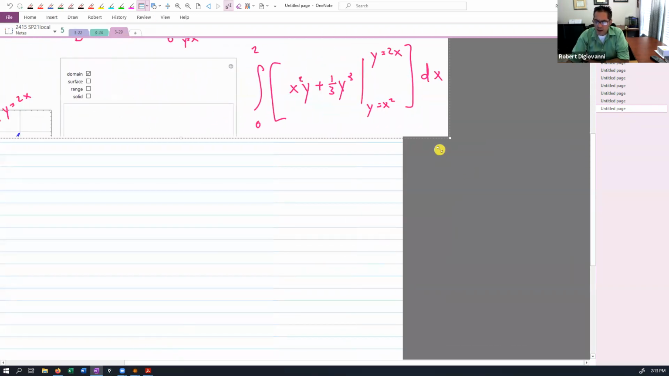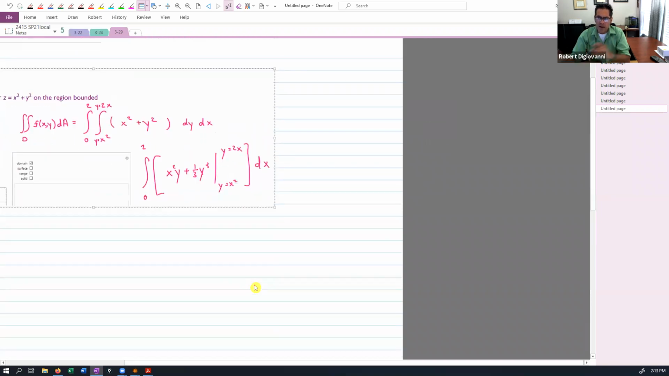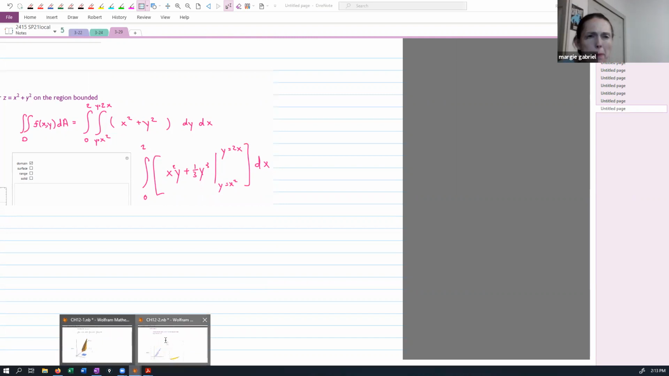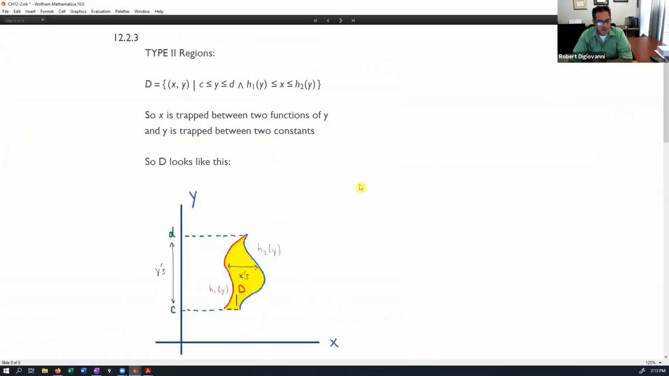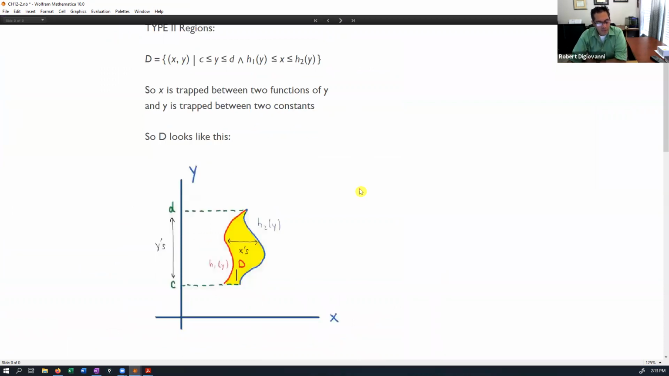Any guess what a type 2 region would be? If a type 1 region is x is between two constants and y is between two functions of x, what do you think a type 2 would be? Would it be the opposite? Yeah, the opposite, right? So this is a type 2 region here.